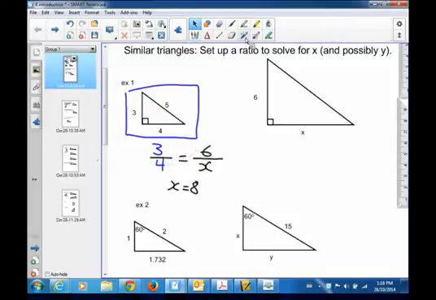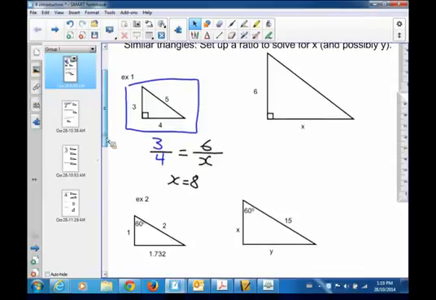The new skill is setting up the ratios for similar triangles. Now, I'll give a second here and wait if there's any questions. Are we all together on this? You're good, and you're lovely. I'm going to zip it up a bit.